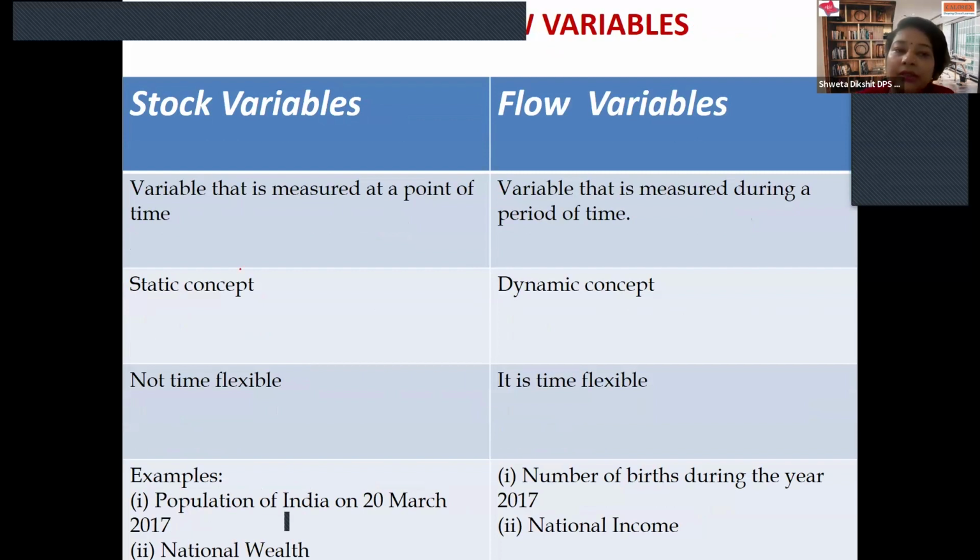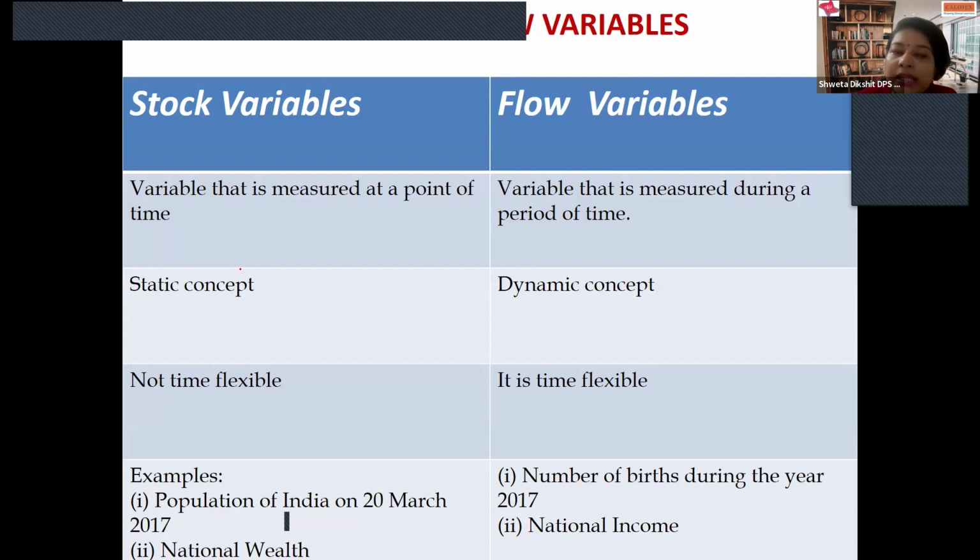The variable, especially stock, is the variable which is measured at a particular point of time, whereas the flow variable is the variable which can be measured over a period of time. Therefore, stock is more static, whereas flow is dynamic. Stock does not have any kind of time flexibility, whereas flow has the time flexibility. So remember, examples there, like population of India, which is measured on 20th of March 2017, is stock, whereas the number of births during the year is flow.